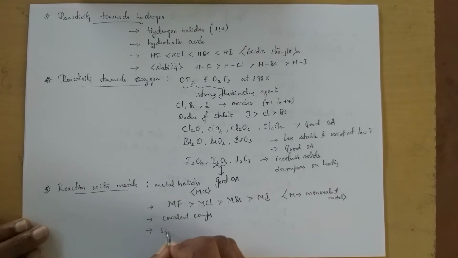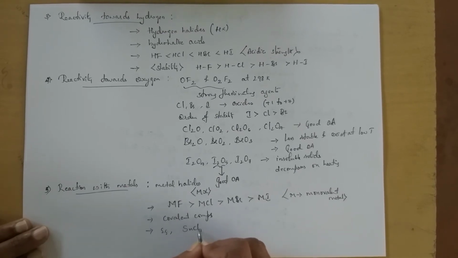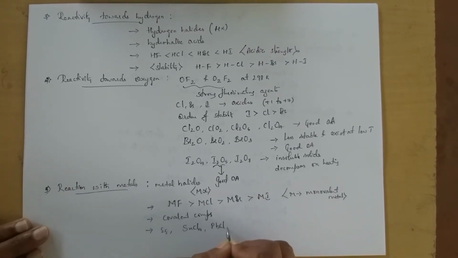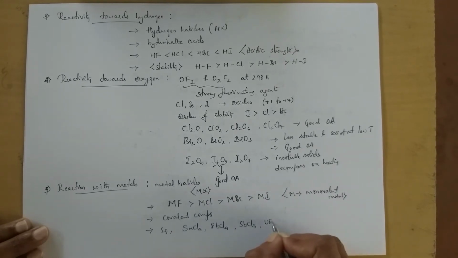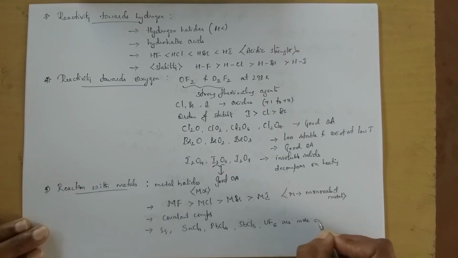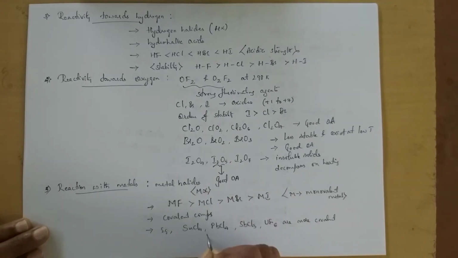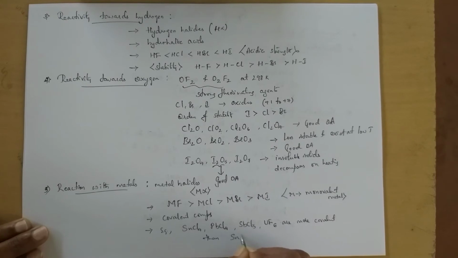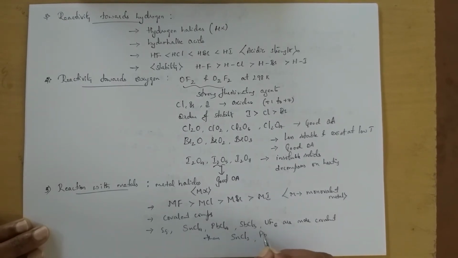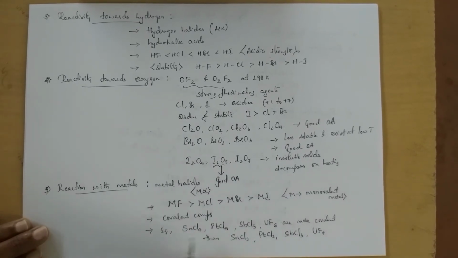That is, we have examples: SnCl4, PbCl4, SbCl5, UF6 are more covalent than SnCl2, PbCl2, then SbCl3, then UF4. Okay na, so here we have two different types of metal halides.